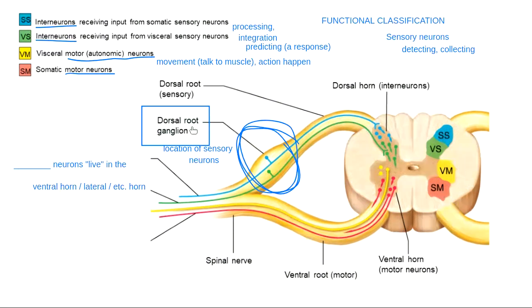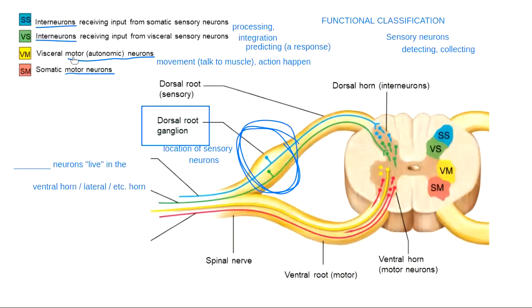Okay, so here's what we've said so far. Sensory neurons, my neurons that detect information, live in the backside, or this bump right here, called the dorsal root ganglion. They live in the root. They do not live in the spinal cord. What lives in the spinal cord are either my interneurons that do processing, or my motor neurons that do movement, or that make things happen.